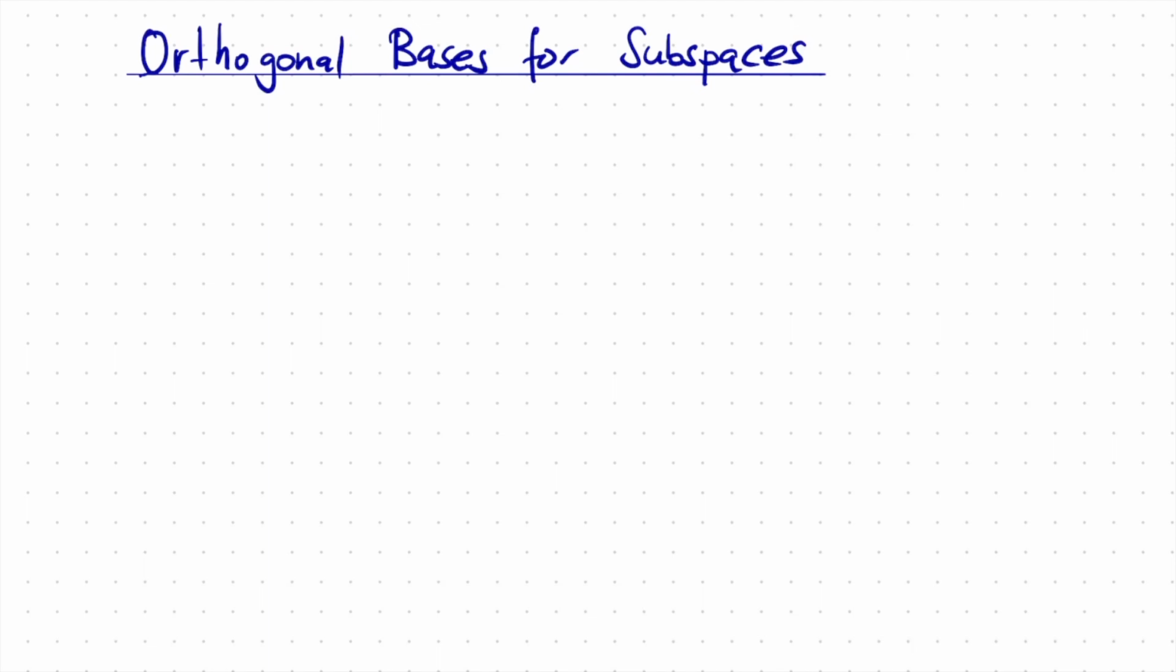Okay, let's talk about orthogonal bases for subspaces. So recall, two vectors in Rn are orthogonal if their dot product is 0. Okay, let's make an example. Let's consider the following two vectors in R2. So u equals (2, 1) and v equals (-2, 4).